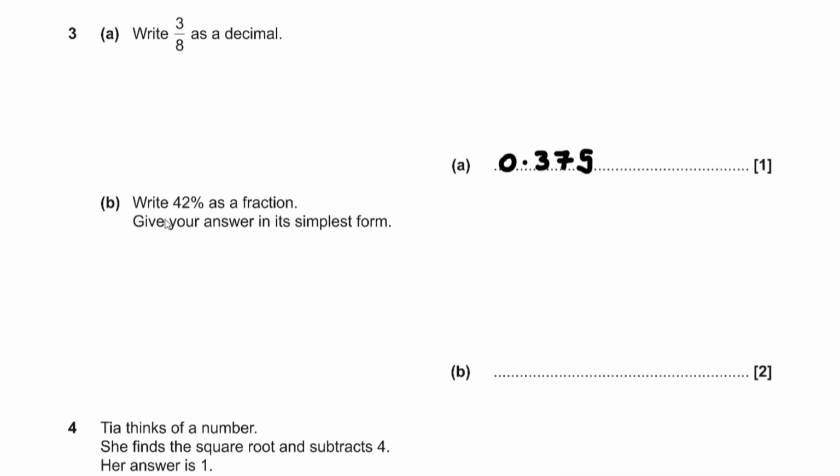Part B, write 42% as a fraction. Give your answer in its simplest form. Percent means out of 100. So we have 42 out of 100. And if I work out what this is equal to, we have 21 over 50.